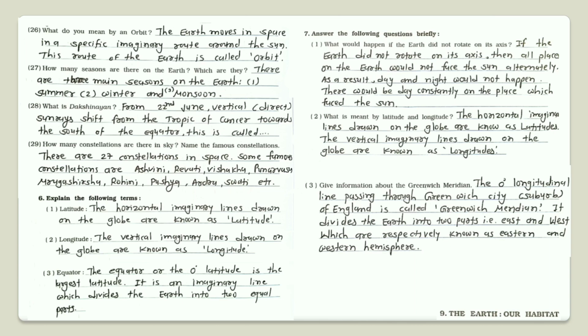28 number. What is Dakshinayana? From 22nd June the vertical direct sun rays shift from the Tropic of Cancer toward the south of the equator. This is called Dakshinayana.